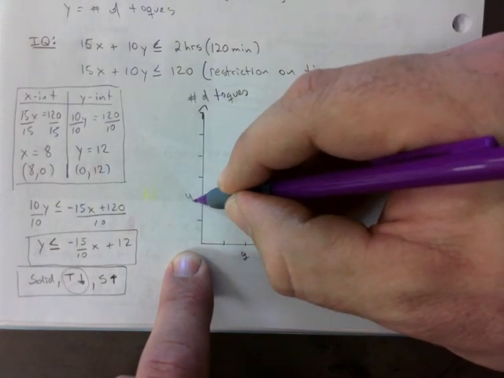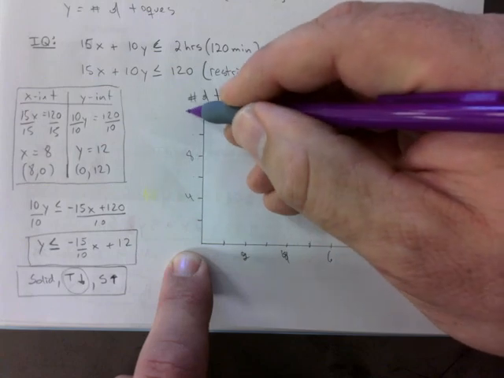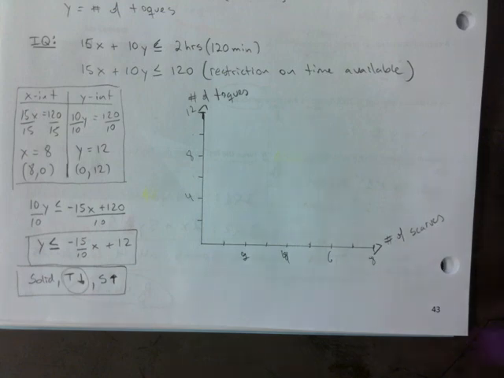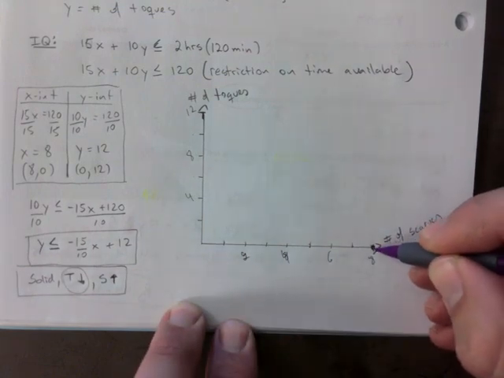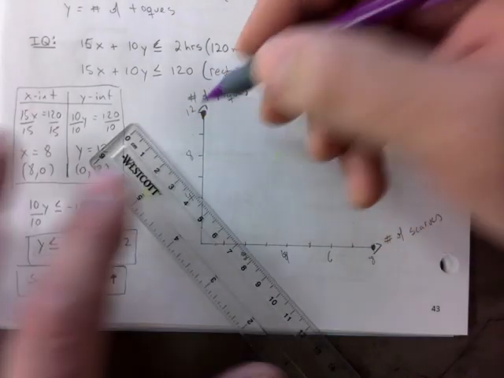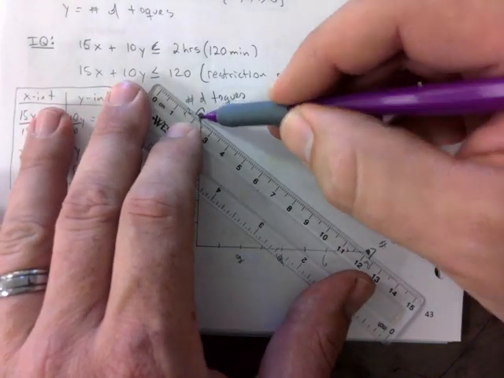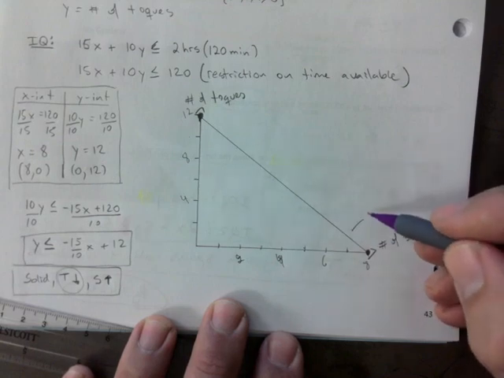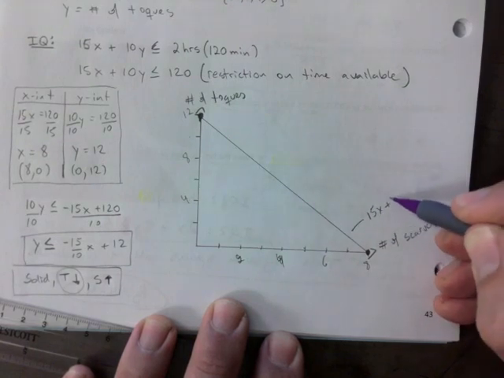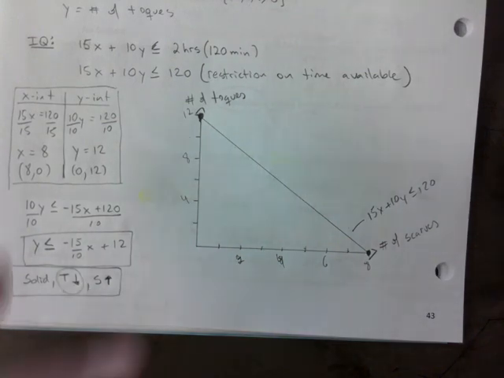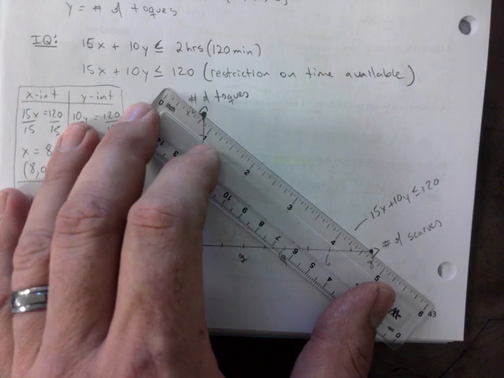2, 4 here, I'm going up by 2s. 6, 8, 10, 12. So just extend your line if you need to extend it. 8, 0, 0, 12. Remember, I'm sticking to quadrant 1 because I cannot have negatives. And there's your line. You label this line. There we go. And I told myself I'm shading above this line. So I'm going to go ahead like this.